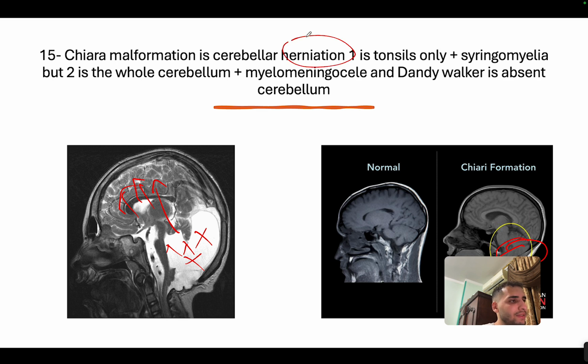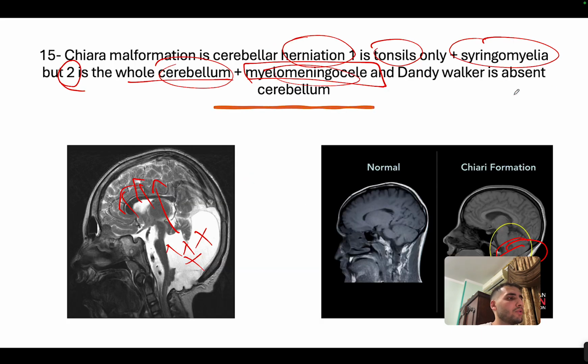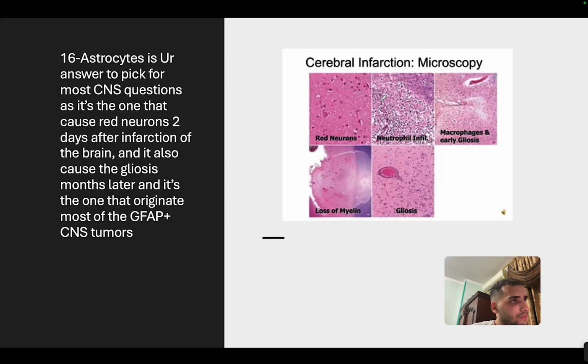Now, in Chiari 1, only the tonsils of the cerebellum will herniate, and it would be associated with syringomyelia. But in Chiari 2, the whole cerebellum will herniate, and also the whole spinal cord will herniate. So I just remember it by two herniations, the whole cerebellum and the whole spinal cord. So you would see myelomeningocele, and you will also see herniation of the cerebellum, okay? But Dandy-Walker, on the other hand, is absence of the cerebellum, okay?